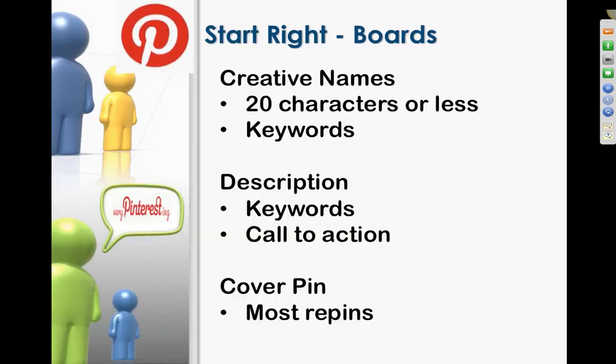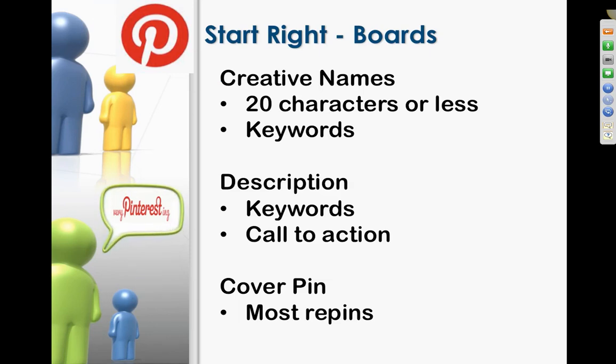So with your board, you've decided now which boards you want to set up. So now you've got to give your boards a name. Now you've got 20 characters. So I mean, how much can you do in 20 characters? You want to talk about what the board is all about. You might also want to have your location in there as well.